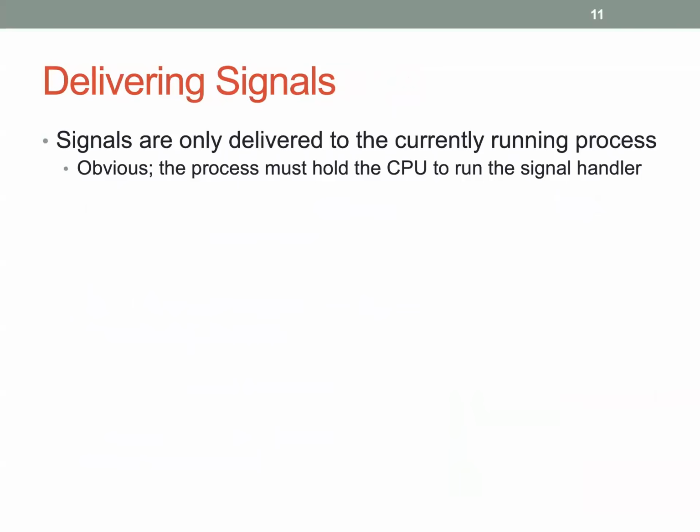Okay, delivery is where all the exciting stuff happens. Signal generation, signal recording is bookkeeping. And I'm sure that you have to think about concurrency as always because it's an operating system, but delivery is where all the exciting stuff happens. A process has to be running. It has to occupy a CPU for the signal to be delivered.